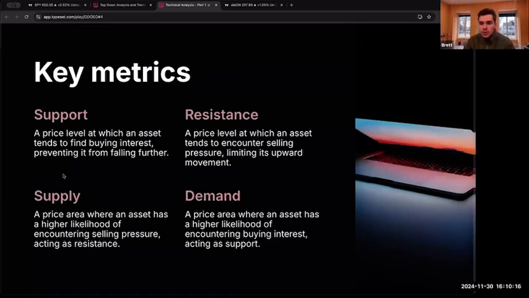So there are a few key metrics here. Metric one is your support, a price level at which an asset tends to find buying interest. You guys know this already. Resistance is a price level at which an asset tends to encounter selling pressure. Pretty basic stuff. And then supply and demand are the exact same thing. People will talk about levels as just a horizontal line on their chart, and demand is the same thing, but it's just a zone.